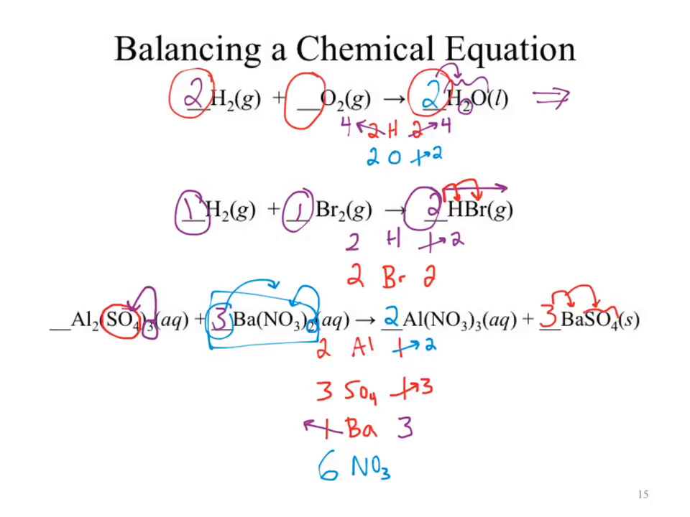How many do I have on the product side? There's 3 in the formula. I have that formula 2 times. 6. Can go through and check. Aluminums, 2 and 2. Sulfates, 3 and 3. Bariums, 3 and 3. Nitrates, 6 and 6. Our equation's balanced. We'll pick up there because I'm definitely done.